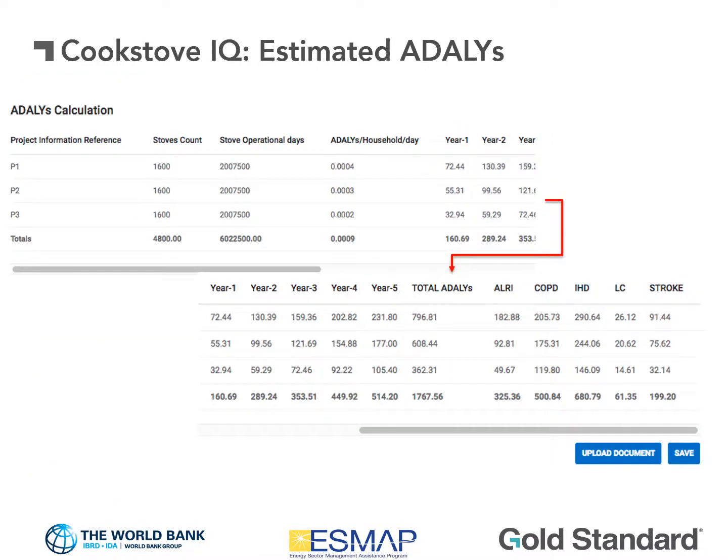The third menu is the estimated ADALYs, which summarizes the ex-ante or estimated mean ADALYs and disease-wise ADALYs based on the data previously entered in baseline information, project information, stove rollout plan, and the HAPIT input. So it's essential that all this data is already entered before using this menu. The calculation formulae and the adjustments that are required to estimate the ADALYs have already been entered and stored in the tool itself. The ADALYs estimates assume that in years when stoves are distributed, they are distributed equally across the year, and they assume 365 days of operation in each year.